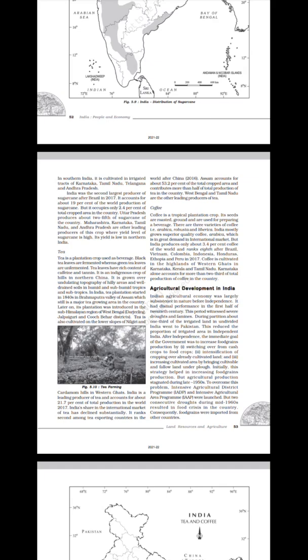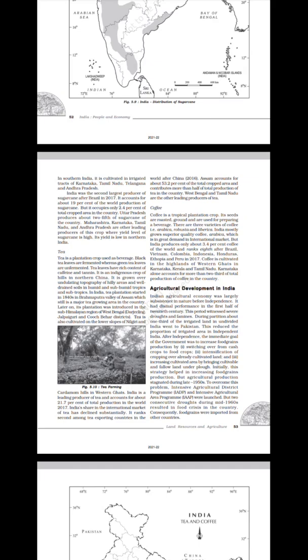Agriculture development in India. Indian agriculture economy was largely subsistence in nature before independence. It had dismal performance in the first half of the 20th century. This period witnessed several droughts and famines. During partition, about one-third of the irrigated land in undivided India went to Pakistan. This reduced the proportion of irrigated area in independent India.